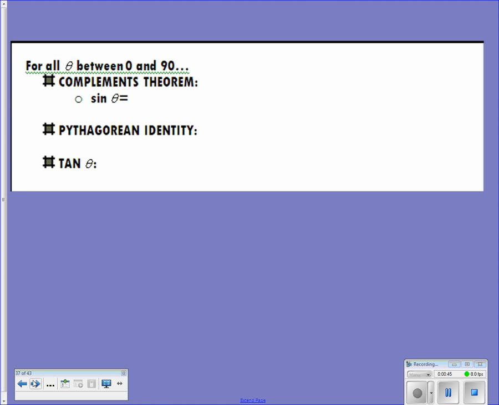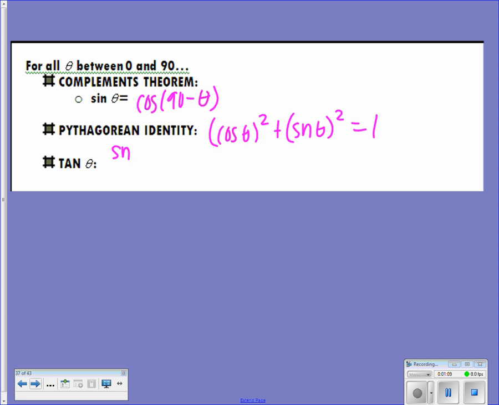So that is our first theorem, the complement theorem. It says sine of theta is the same thing as cosine of 90 minus theta. So if the angles add up to 90, they will have the same value. The Pythagorean identity is close to the Pythagorean theorem. It says cosine of theta squared plus sine of theta squared equals 1. And then the tangent is the sine over the cosine. So these are the properties that we are going to work with today.